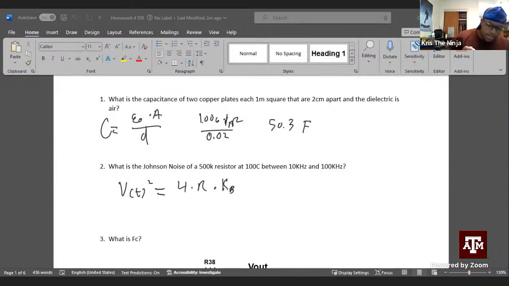We know the bandwidth of the frequency is 90 kilohertz. The temperature in Kelvin at 100 C: 0 Celsius is 297 Kelvin. Google, fact check me. Hey Google, what is 0 degrees Celsius in Kelvin? 0 degrees Celsius is equal to 273 Kelvin. My bad, 273 Kelvin. So add 100 to that and you get 373.15 Kelvin.